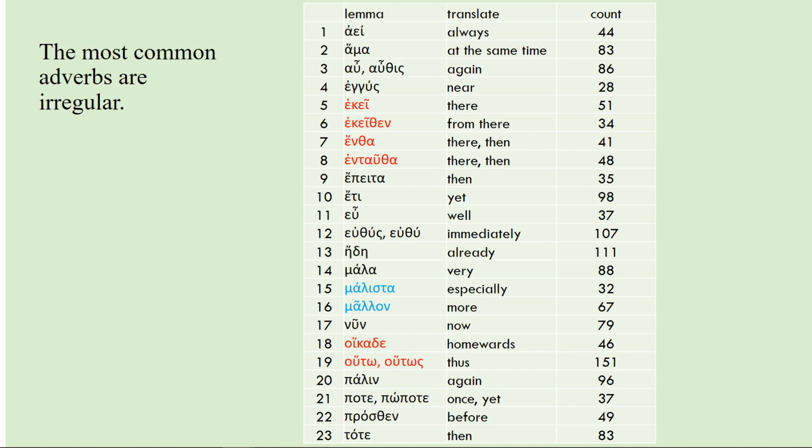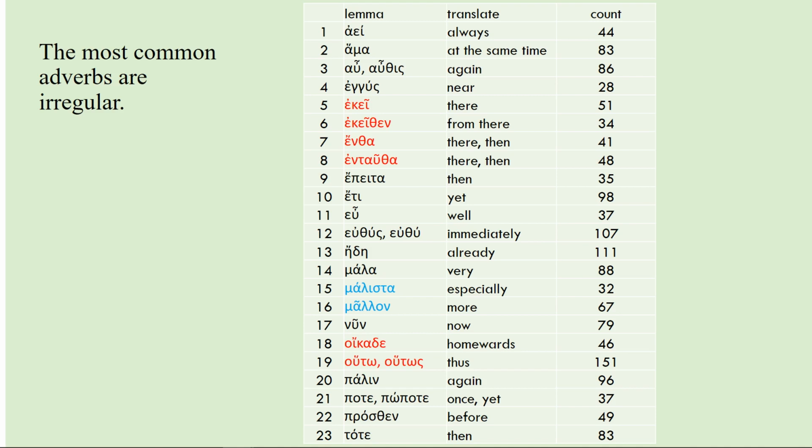Otherwise, you have a lot of typically short words that don't necessarily have good cognates to help you remember them. Aei, always. Hama, at the same time. You'll get coordinated phrases. So at the same time he did this, and at the same time they did that. And those get labeled as auxes occasionally because of this. This is again, engus, is near, and you typically are near something in the genitive, sometimes in the dative, but mostly genitive.